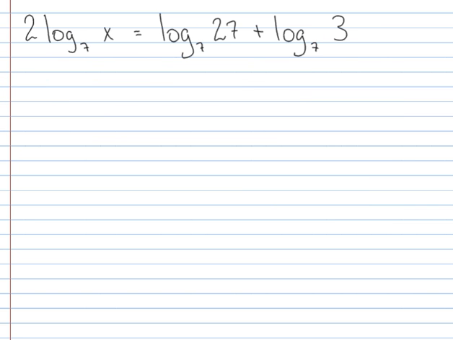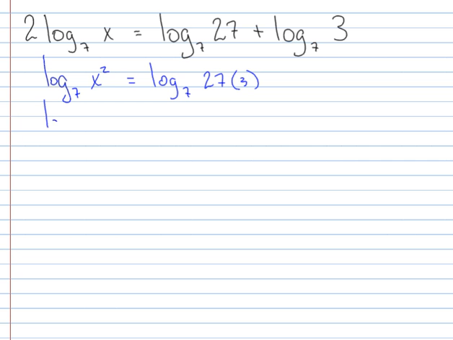Looking at another example here, in this example we have 2 times the log base 7 of x is equal to log base 7 of 27 plus log base 7 of 3. On the left-hand side, I'm going to use my exponent property, and I'm going to rewrite this one as the log base 7 of x squared. On the right-hand side, we're going to use our product property. This is going to be log base 7 of 27 times 3.